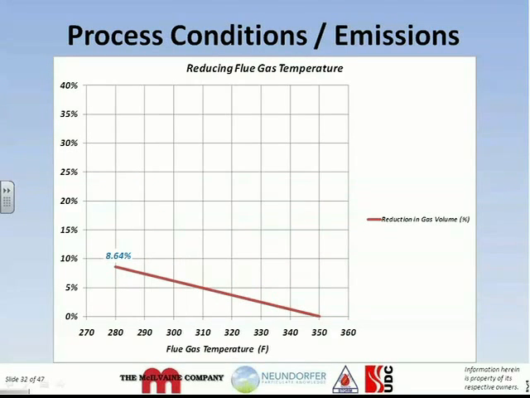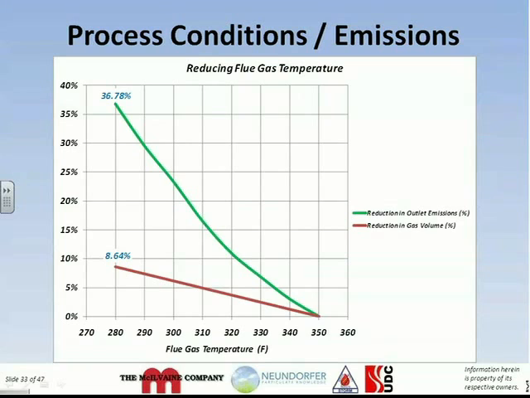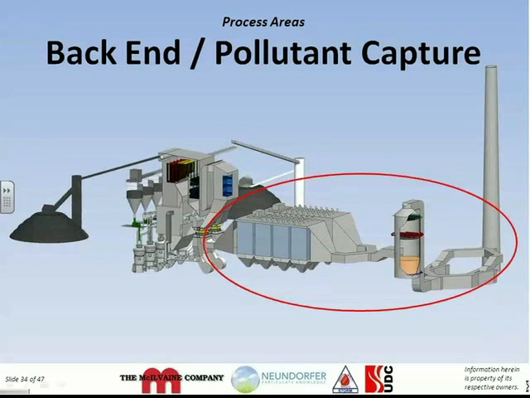Finally, let's take flue gas temperature into account. If we look at a case where the flue gas temperature is reduced from, say, 350 degrees down to 280 degrees Fahrenheit, the gas volume is reduced by about 8.6%. In this case, since flue gas temperature is also critical to ash resistivity, ESP performance is improved through two methods. The result is that the outlet emissions are reduced by over 36%. It is also important to note that any reduction in gas volume should also reduce the quantity of any sorbent feed rates that are needed. Thank you, Jeremy.